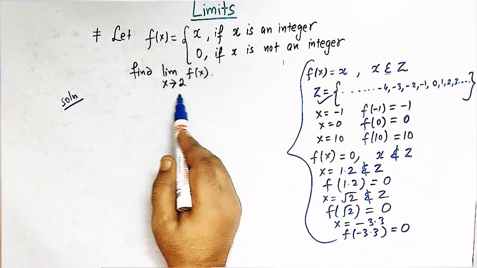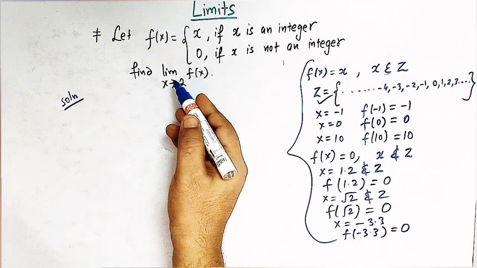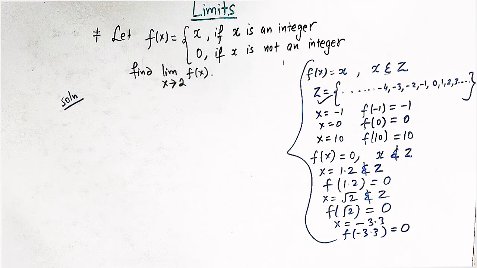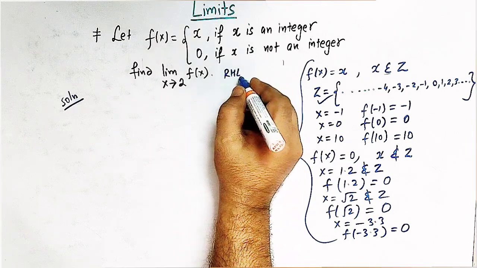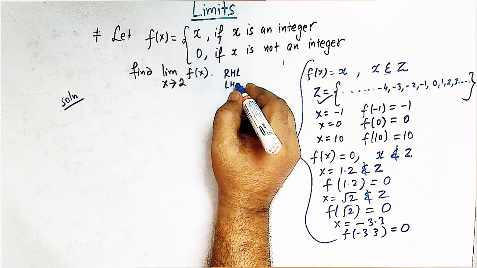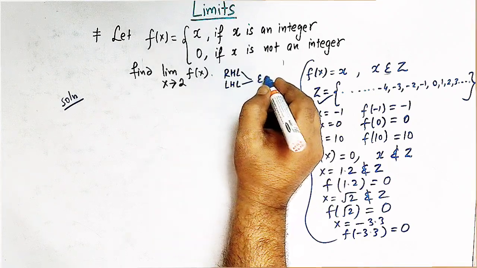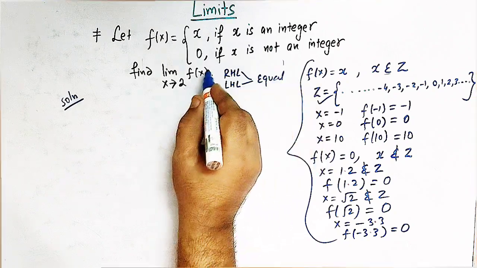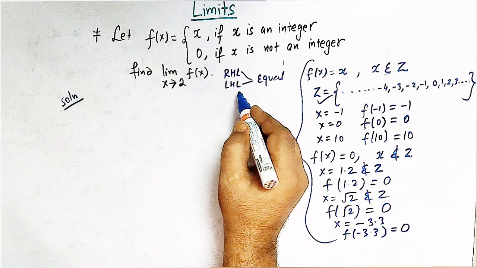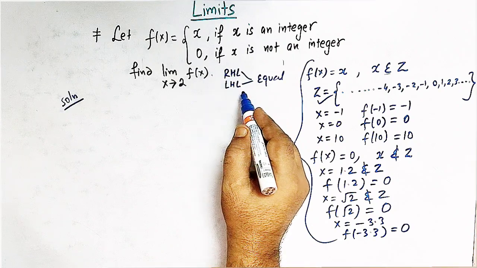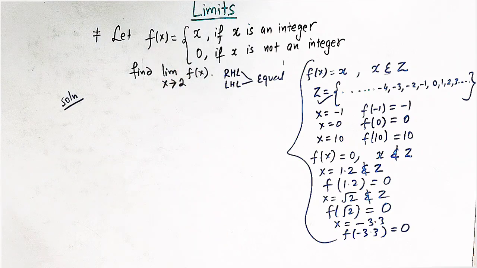So to get the value of this limit, what we will do, we will first find out the right hand limit and then the left hand limit. So if the right hand limit exists and it is finite, and left hand limit exists and it is finite, and both these limits are equal, then we can claim that this limit exists, and the common value of RHL and LHL is equal to the value of this limit.